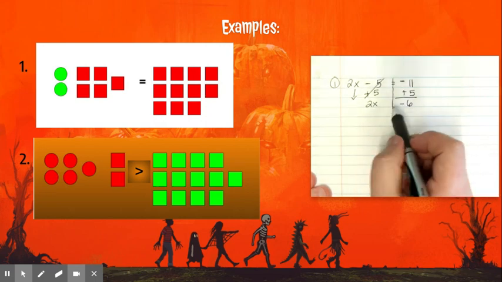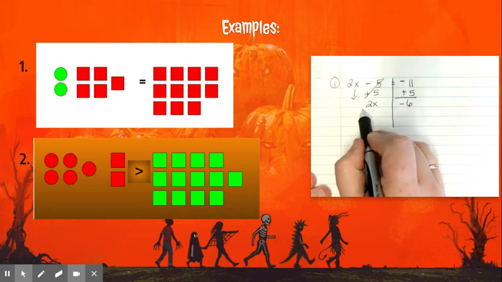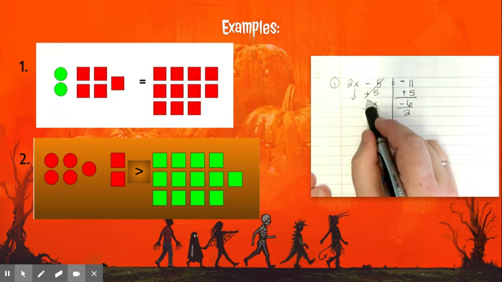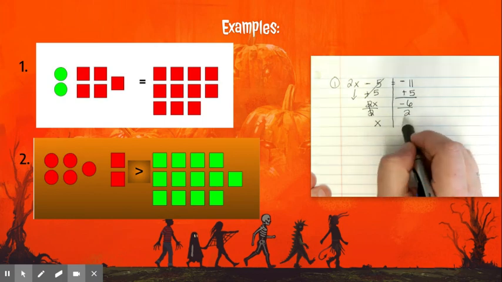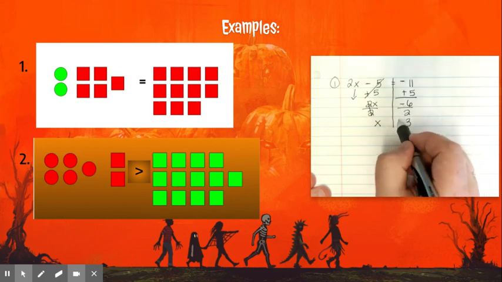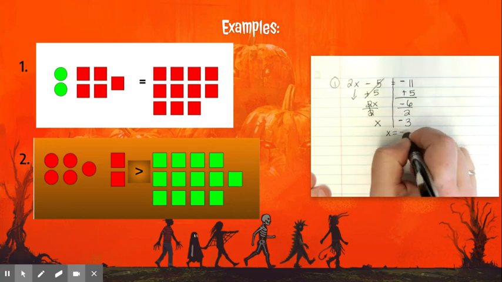Okay, and then on this side, that's 2 times x. Anytime they're attached like that, that means they're multiplying. So the opposite of multiplication is division. So we're going to divide on both sides. 2 divided by 2 is 1, so that cancels it out, and we get x. And then negative 6 divided by 2. If I just do 6 divided by 2, that's 3, right? And then there's one negative and one positive, which means it's negative. So my answer is x equals negative 3.